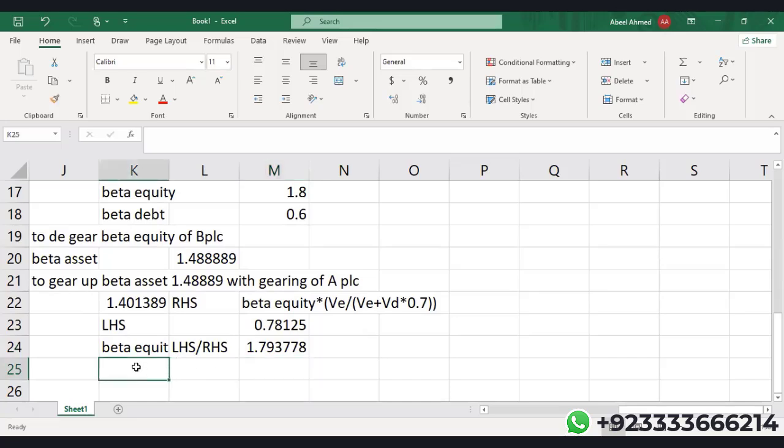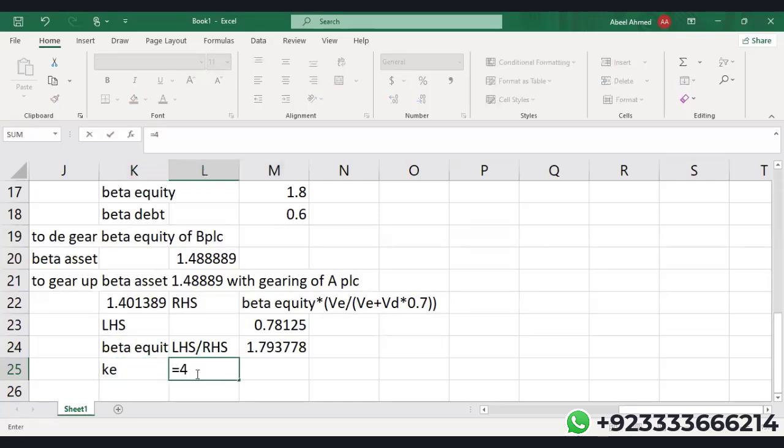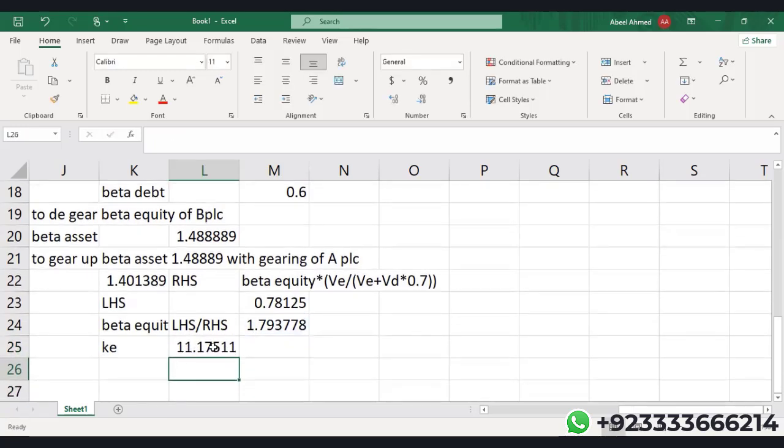Now very easily by using CAPM we can calculate K. K is equal to RF is 4% plus market risk premium is also 4%. Rest is not an issue at all. So the main thing is, how do we calculate gear up? How do we gear up beta asset? So the approach of left hand side and right hand side is the only answer which will give you the appropriate result.